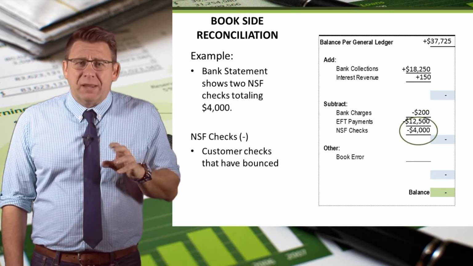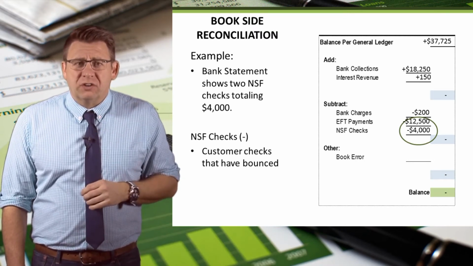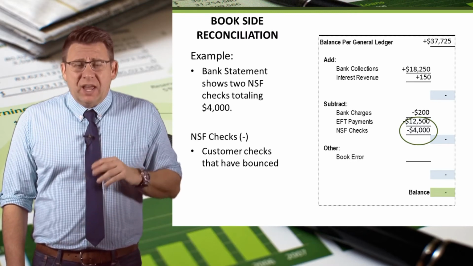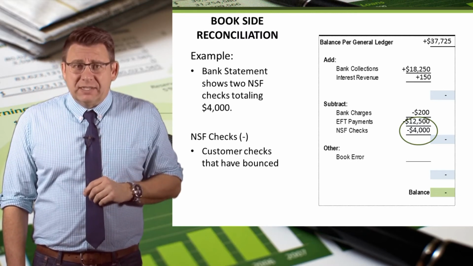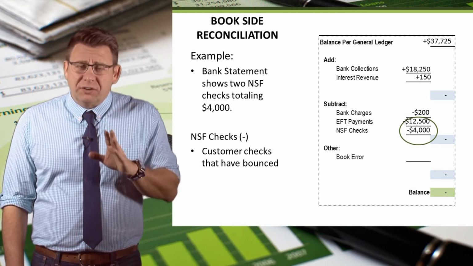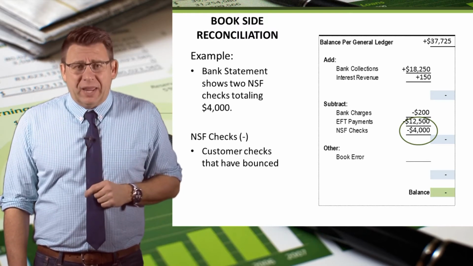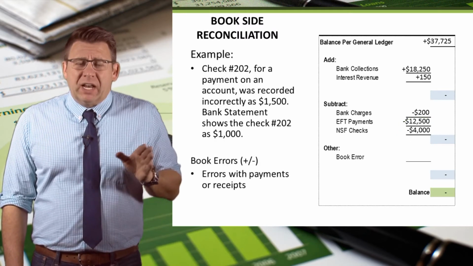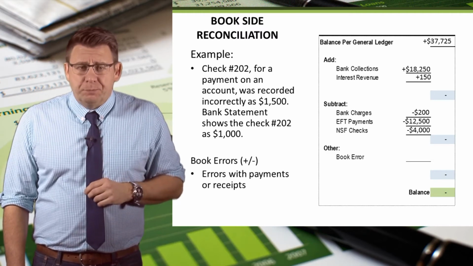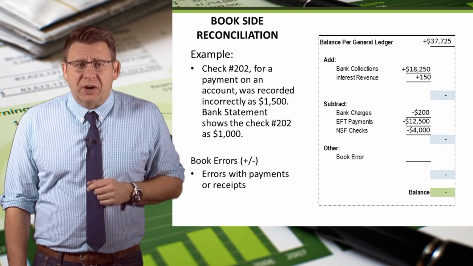Let's assume the bank statement shows NSF checks totaling $4,000. These are bad checks our customers wrote us and we originally deposited. Now we're finding out that the checks aren't good. We would deduct $4,000 from the book balance because it was deducted by the bank. The final item that reconciles the book balance are book errors. Book errors can either add or subtract from the book balance depending on the nature of the error.